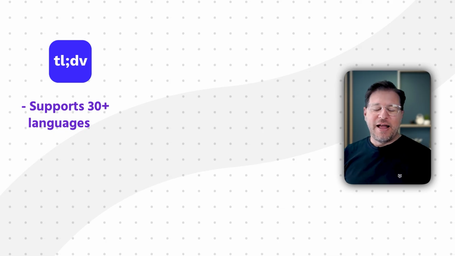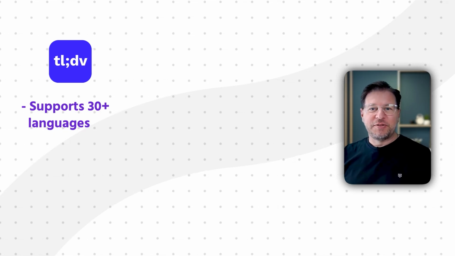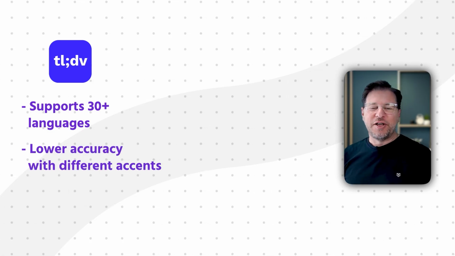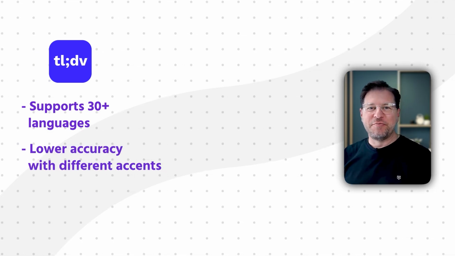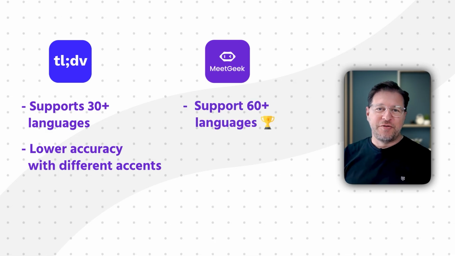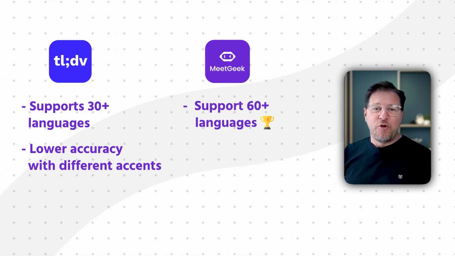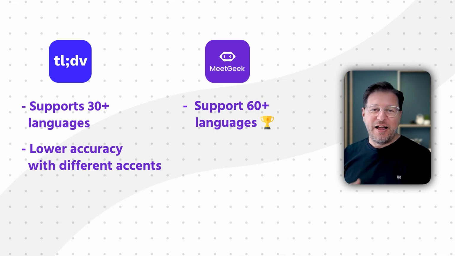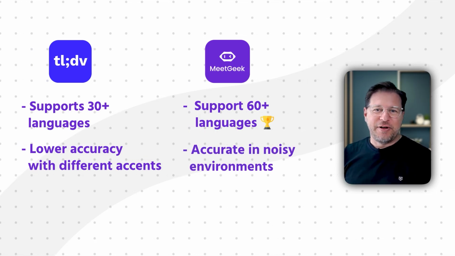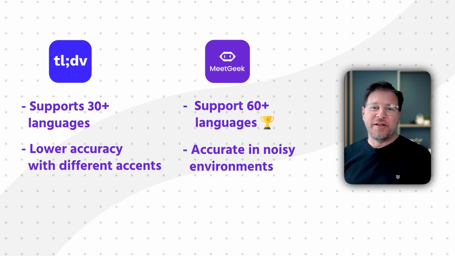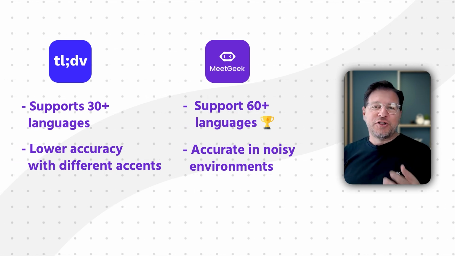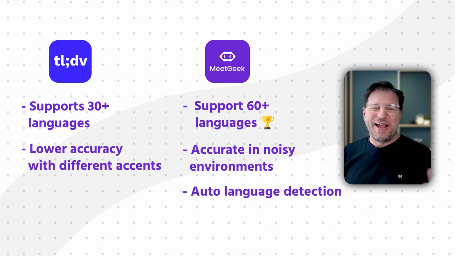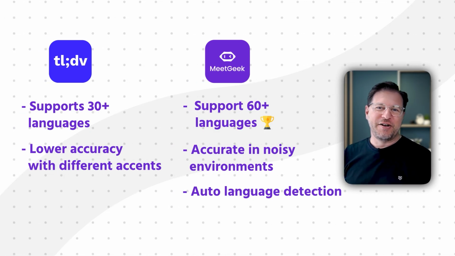I've noticed, however, that in meetings where you have multiple speakers, and especially with different accents, the accuracy can drop a little bit. So you sometimes need to go back and do some cleanup. MeetGeek shines here. It supports over 60 languages and dialects, and more importantly, it uses a more advanced transcription engine that I found is just more consistently accurate when there's a noisy environment or people are even talking over each other. It also automatically detects the language that's spoken, which is a small thing, but really helpful if you work with an international client base.